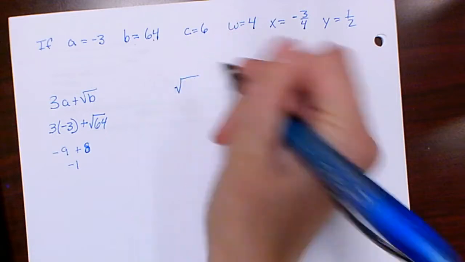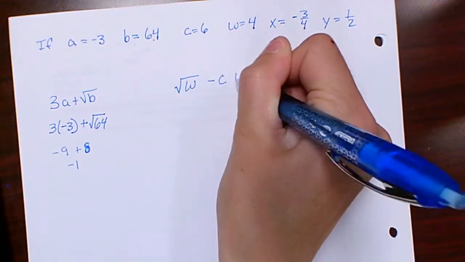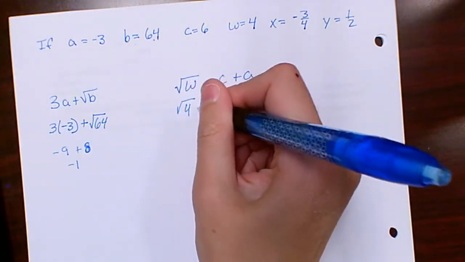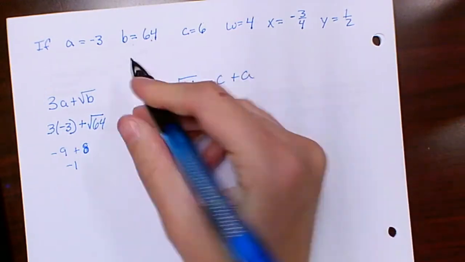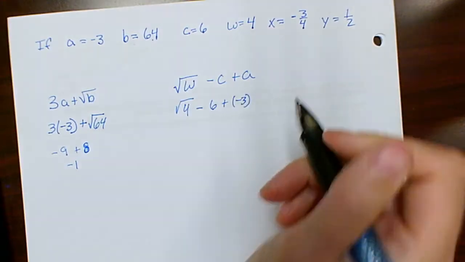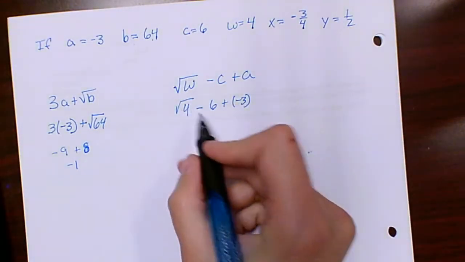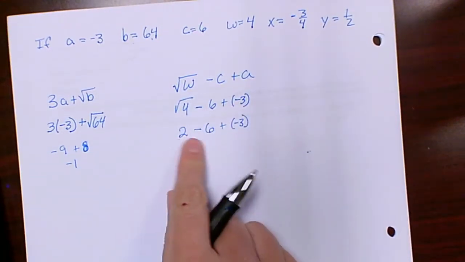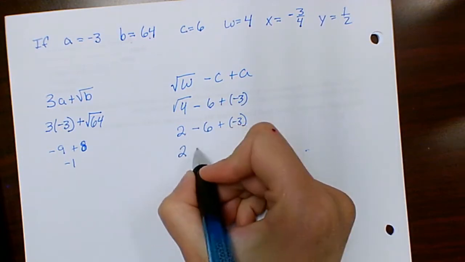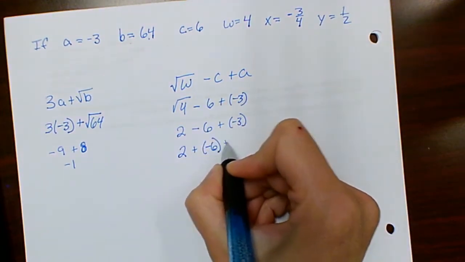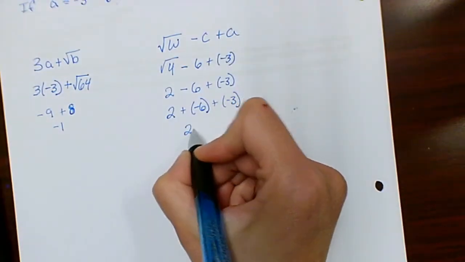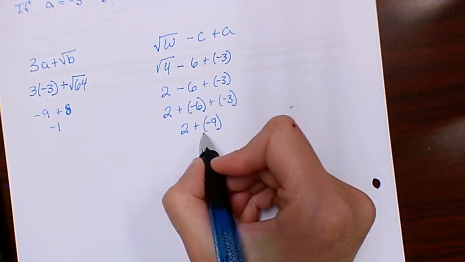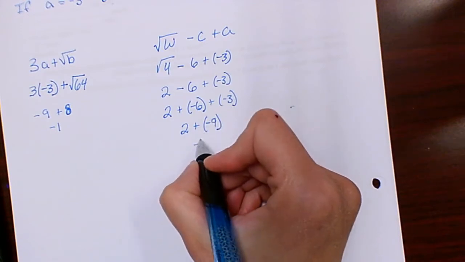See here, square root of w minus c plus a. W is 4, so square root of 4 minus c, which is 6, plus a, which is negative 3. Square root of 4 is 2, minus 6 plus negative 3. I'm going to turn all of my subtraction into addition. So 2 plus this negative 6 plus the negative 3. So you have 2 plus negative 9 when you add the negatives together. Then when you add negative 9 and 2, we get negative 7.